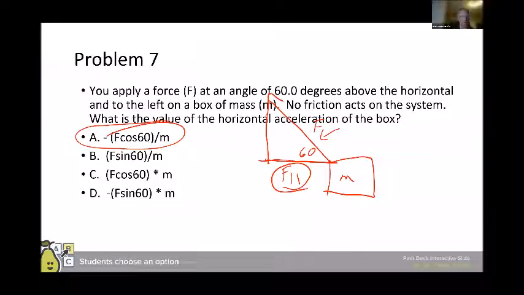Yeah, let's see. What did I do? Because it's going to the left, you called that negative. Yeah, that's what I did. I just blanked out there for a second.